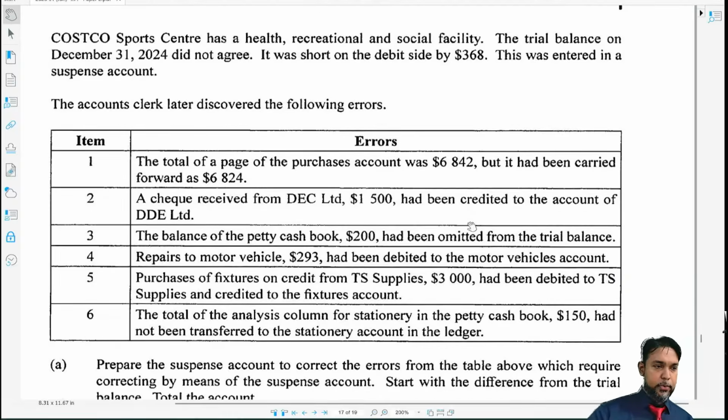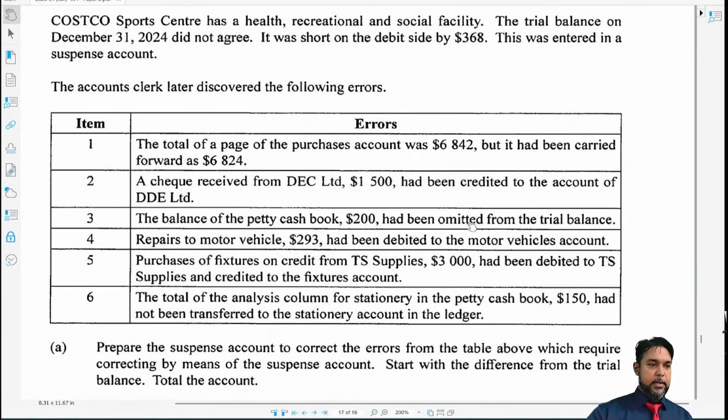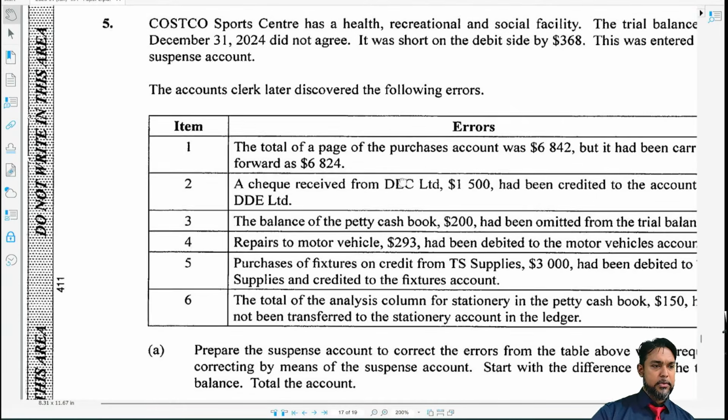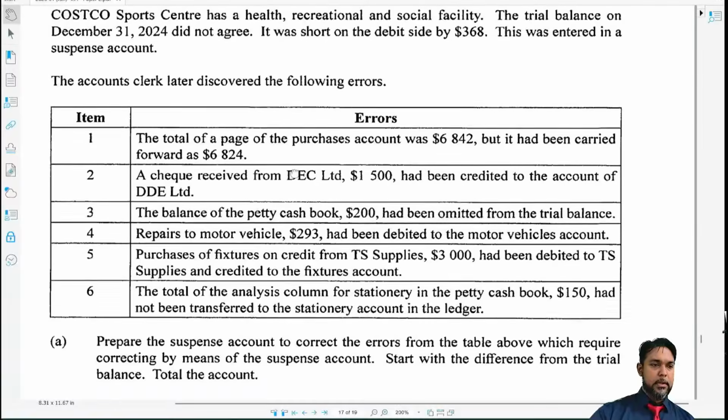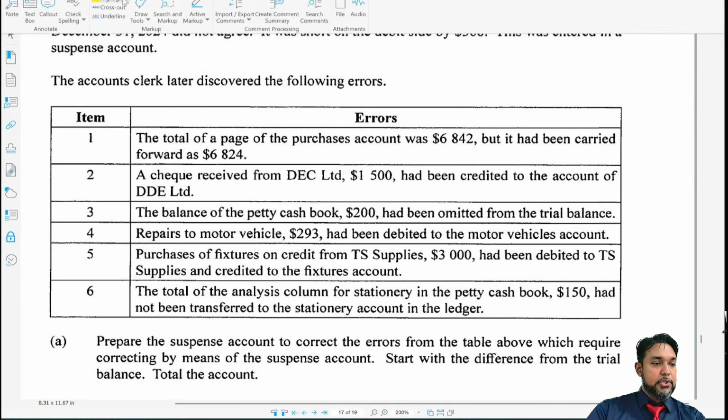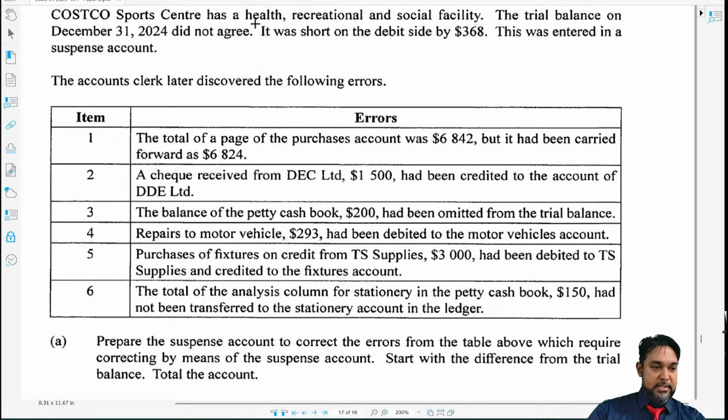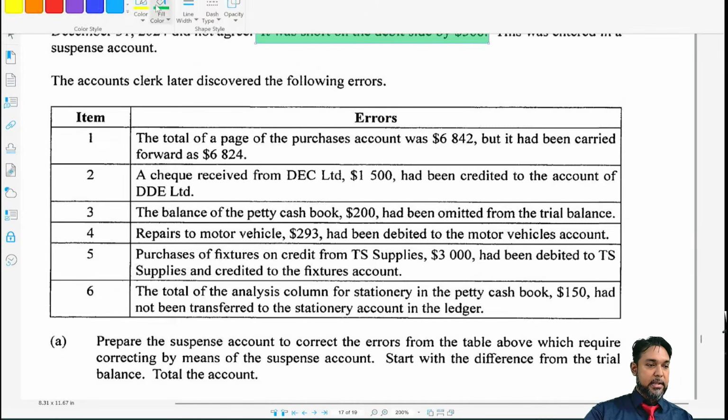All right, so folks, it says Costco Sports Center has a health, recreational, and social facility. Question 5, right, cool. The trial balance on December 31st, 2024 did not agree. It was short on the debit side by $368. So what that tells us is that the suspense account balance is definitely on the debit side.